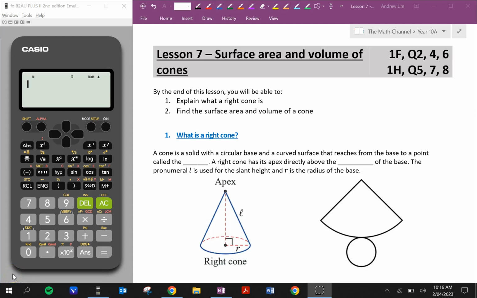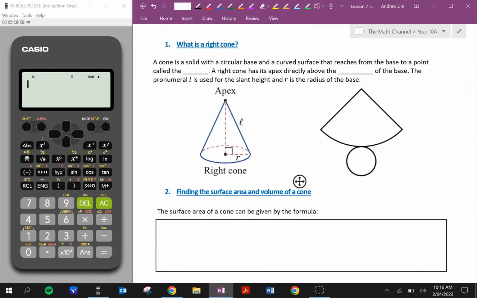It's your teacher, Mr. Lim here, and in this video we're going to be looking at surface area and volume of cones. So by the end of the lesson, you'll be able to explain what a right cone is and find the surface area and volume of a cone. So, what is a right cone?